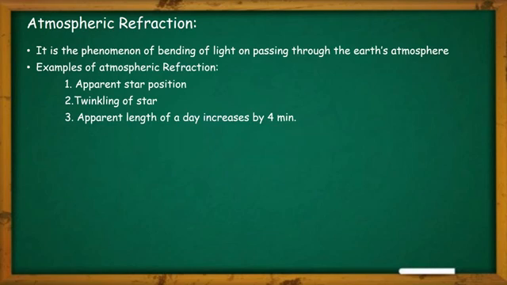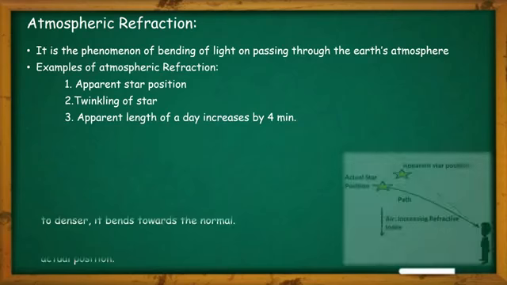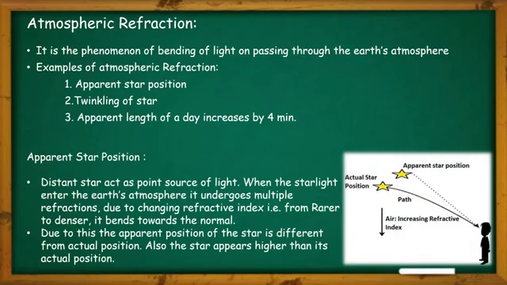Due to this atmospheric refraction, several natural phenomena can be observed in nature, and those are: the apparent position of the star, twinkling of stars, and the apparent length of a day increasing by 4 minutes. Like this, there are so many natural phenomena which can be observed in nature. So first of all, let us know about the apparent star position. It happens due to the atmospheric refraction of starlight.